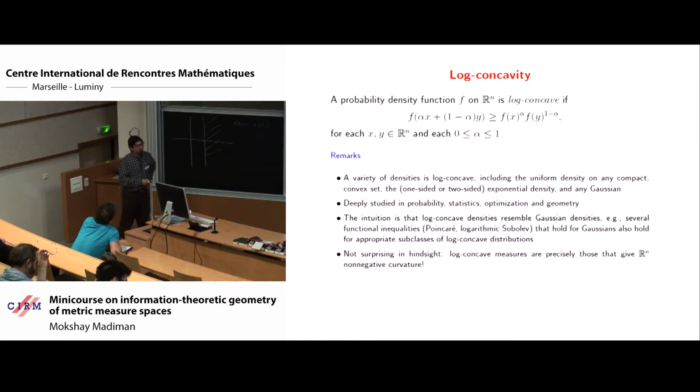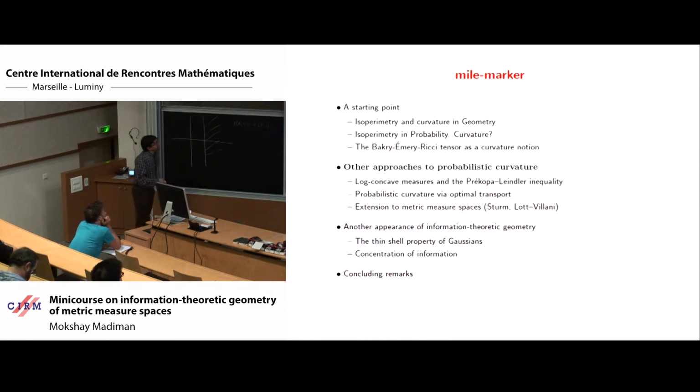Having seen this notion of curvature, it's not that surprising in hindsight that log concave densities should resemble Gaussian densities. There are comparison theorems and so on. Log concave measures are precisely measures on Rn that have non-negative curvature in the sense that we just described, whereas Gaussians are the ones that have constant positive curvature. Okay, so this was all warm up.